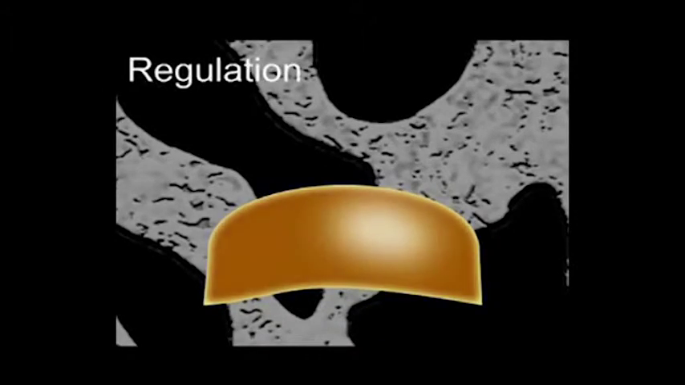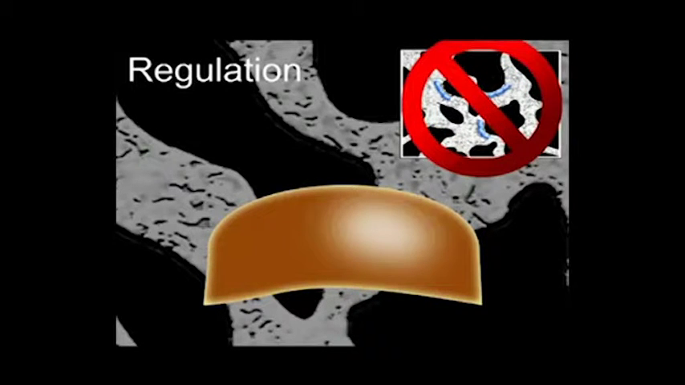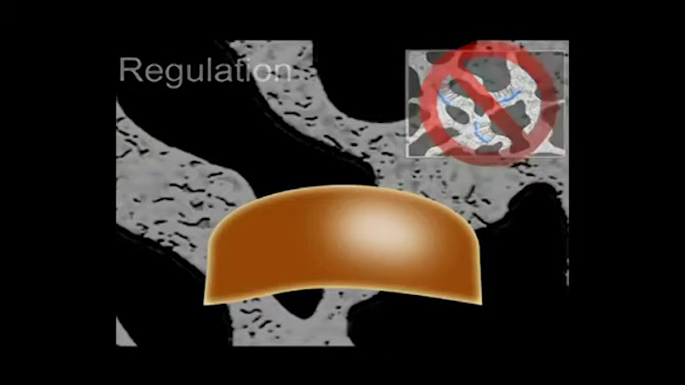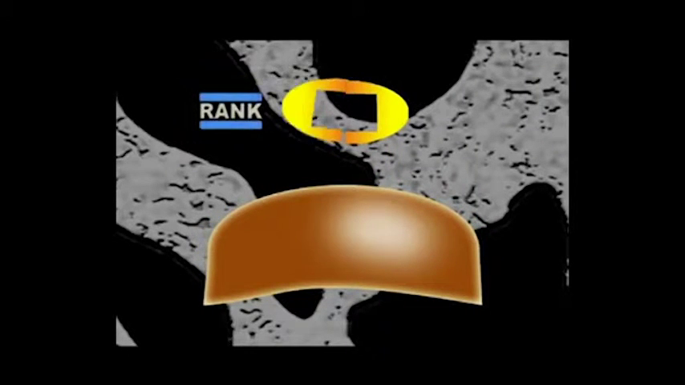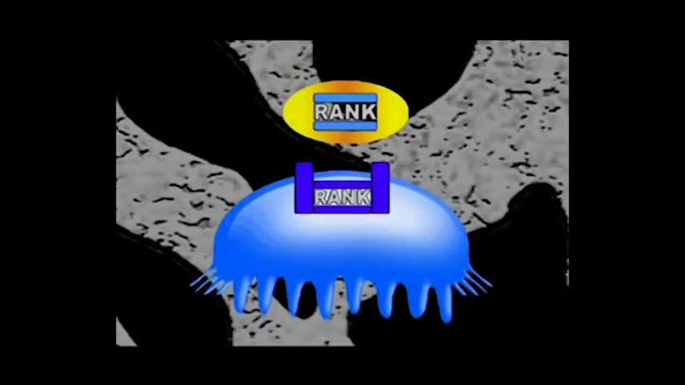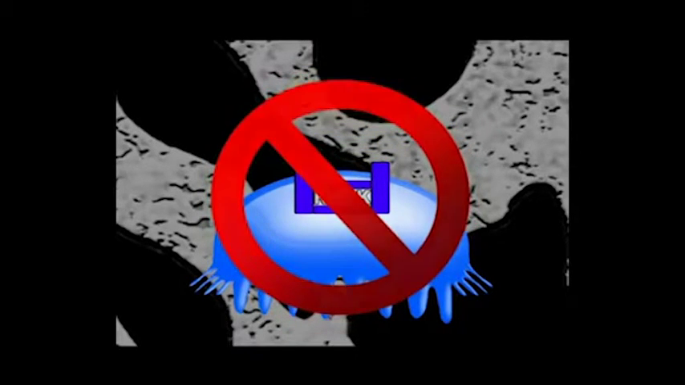Osteoblasts also have a regulatory mechanism which protects bone from resorption. Osteoblasts secrete osteoprotegerin, which when bound with RANK ligand protects the bone from osteoclastic activity.